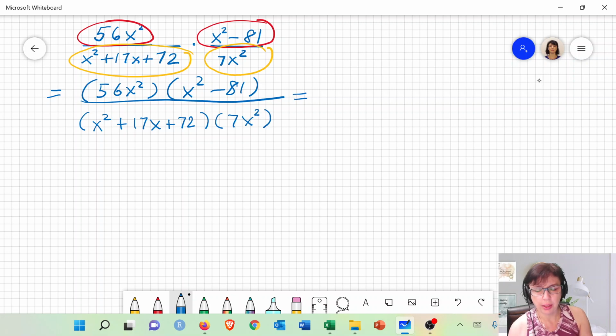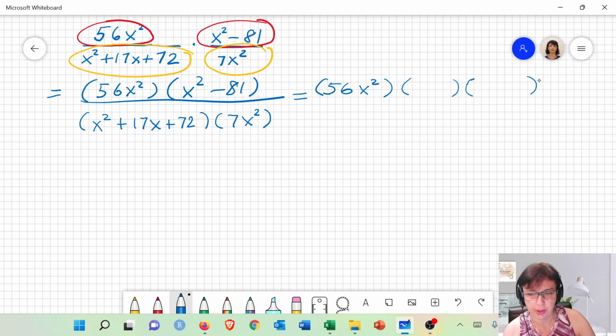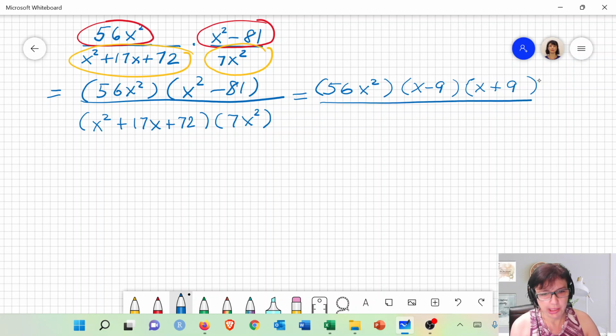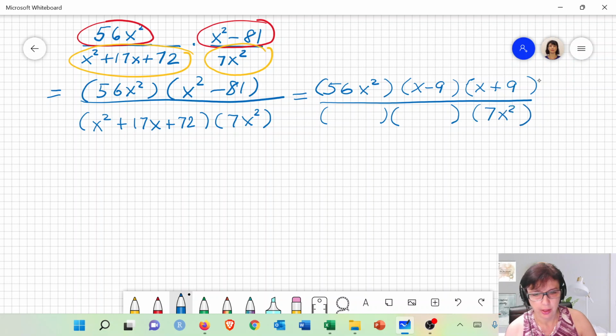So the idea is that everything that you can, you should factor first. 56x squared, obviously that is not going to be factorable because that's already a product. But x squared minus 81, you should recognize that that's your favorite difference of squares, which is x minus 9, x plus 9, right? Okay, so on the bottom, let's see. x squared plus 17x plus 72. Let's see if we can factor that by trial and error. And we're going to leave 7x squared separate, so that we're not going to do anything with yet.